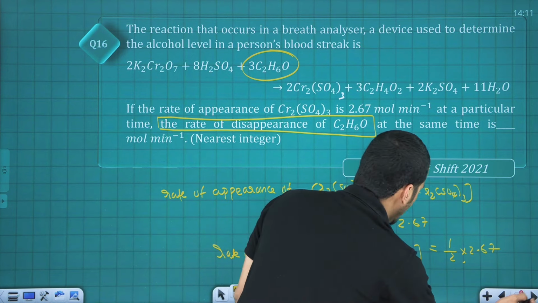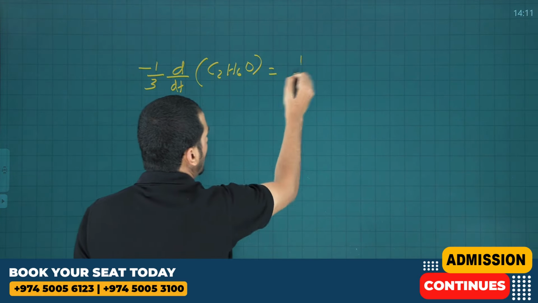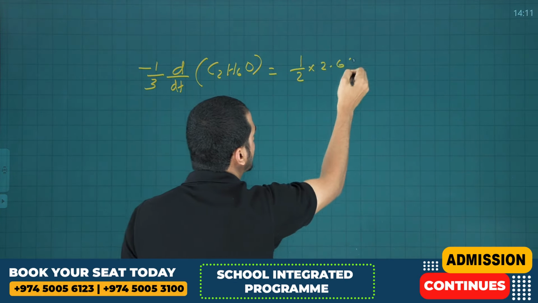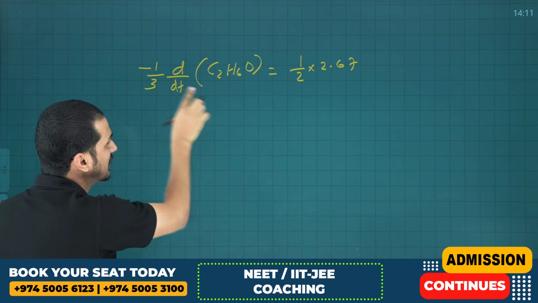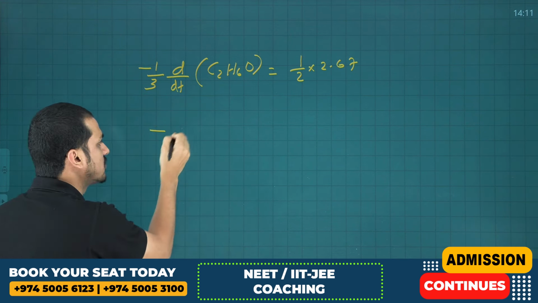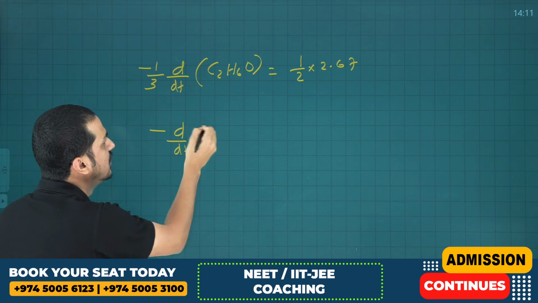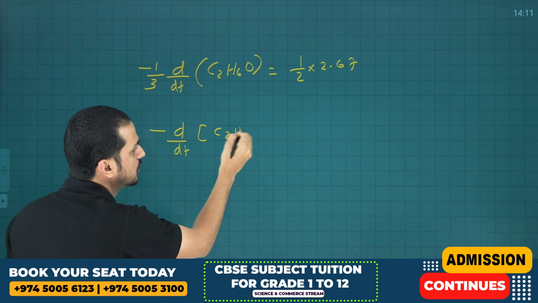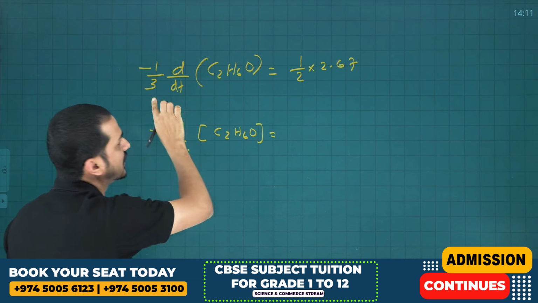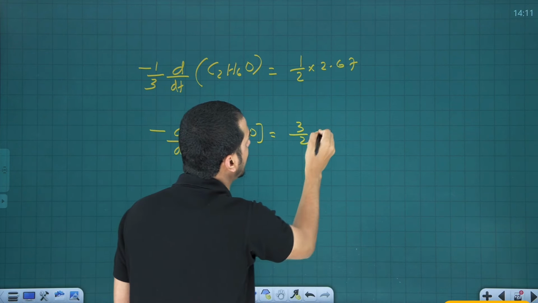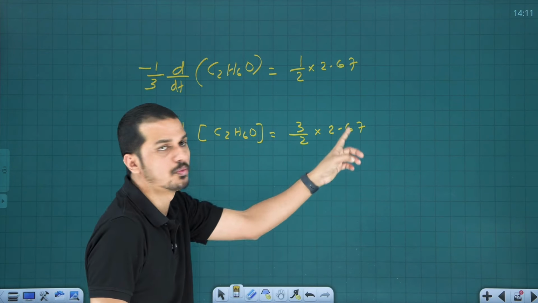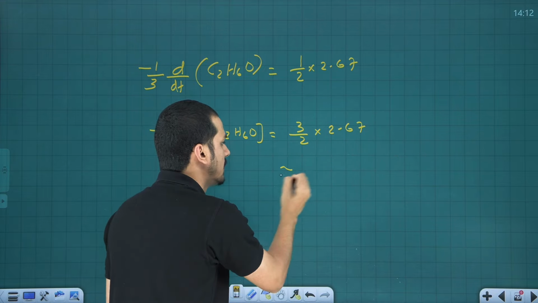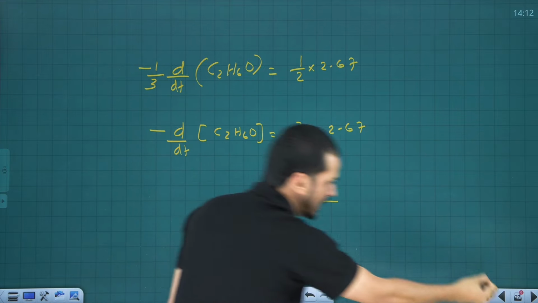That's equal to how much? 1 by 2 into 2.67. Then what they are asking, rate of disappearance, means only minus d by dt of concentration of C2H6O they are asking. This 3 I can take to there. So 3 by 2 into 2.67. That means 1.5 into 2.67. That is approximately you will get how much? 4 you will get.